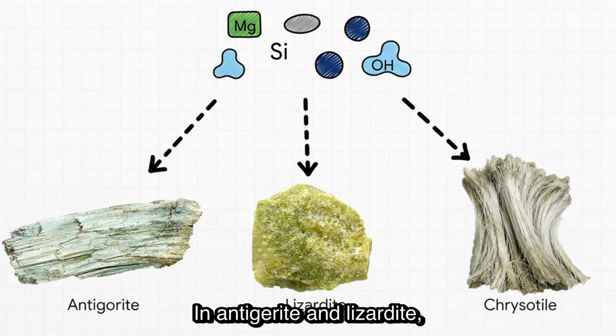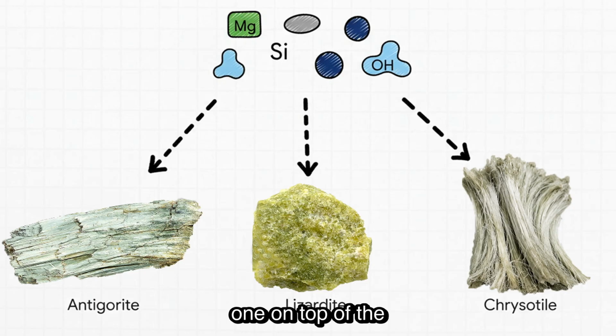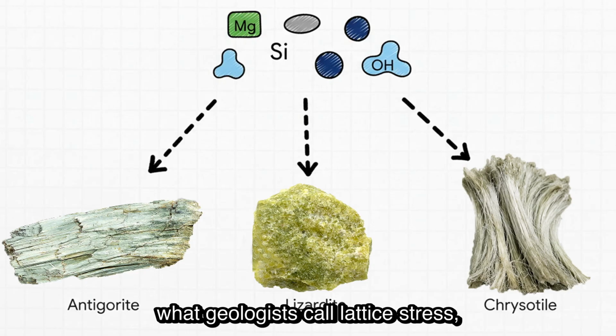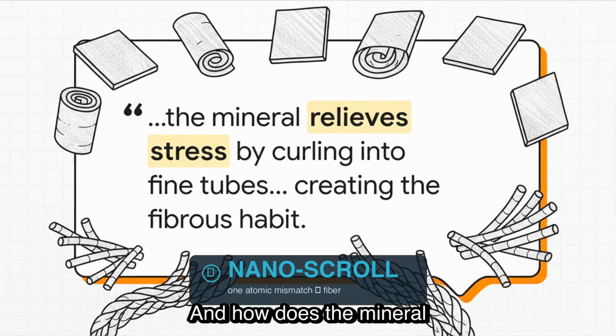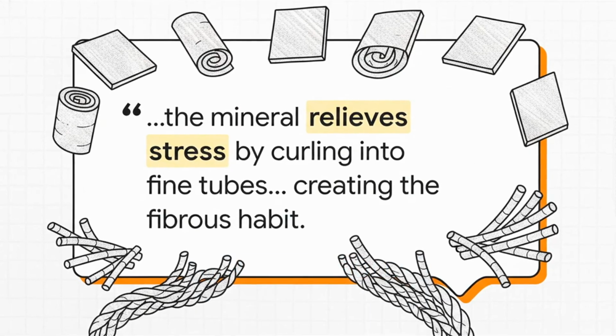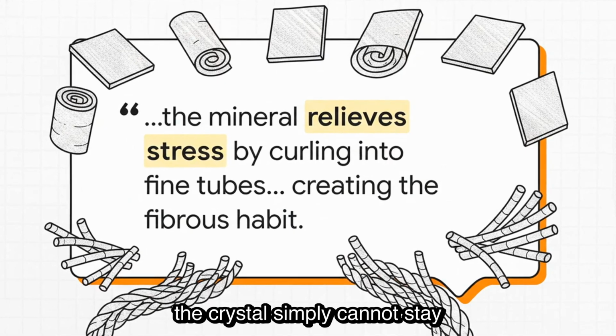In antigorite and lizardite, the crystal layers stack together perfectly, one on top of the other, creating soft, flat, platy sheets. But in chrysotile, the layers don't fit perfectly. One layer naturally wants to be just a tiny bit bigger than the layer right beneath it. This creates massive internal pressure, what geologists call lattice stress, right inside the crystal. And how does the mineral deal with that stress? Brilliantly. To relieve the strain, the crystal simply cannot stay flat.